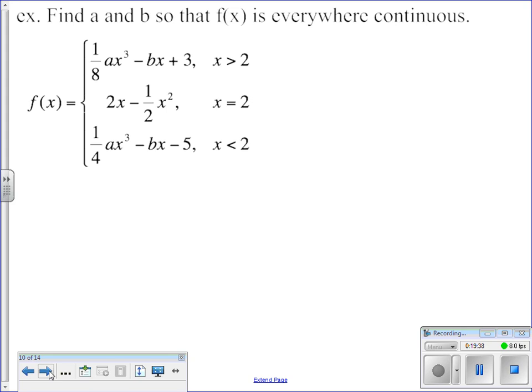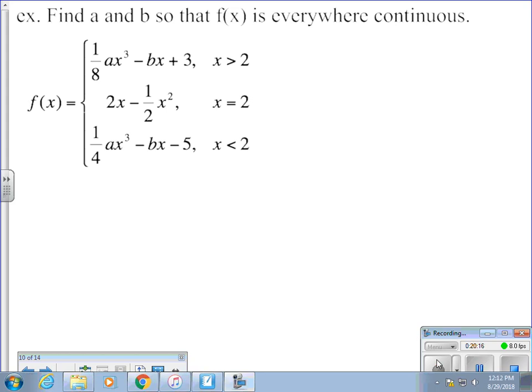However, this approaches 2 from the right, and this approaches 2 from the left. And what do they have to do? They have to go to the same number, and that number has to be what this is at 2. So what do you have to do? Plug in 2, plug in 2, plug in 2. Set this equal to that, set this equal to that. Solve for A, solve for B. You've got a system of equations. Go for it.